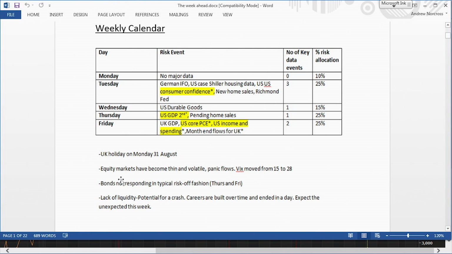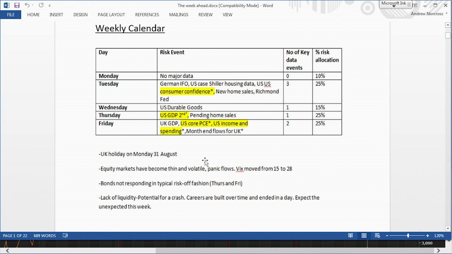So the second one is equity markets have become thin and volatile. Panic flows. VIX moved from 15 to 28. So important, guys. We saw this Thursday and Friday. Pay attention. If there's one thing I can say, be very careful this week. The dynamic of the markets has changed. By panic flows, I mean the bids and the offers have thinned out completely. Smaller sizes moving the market.